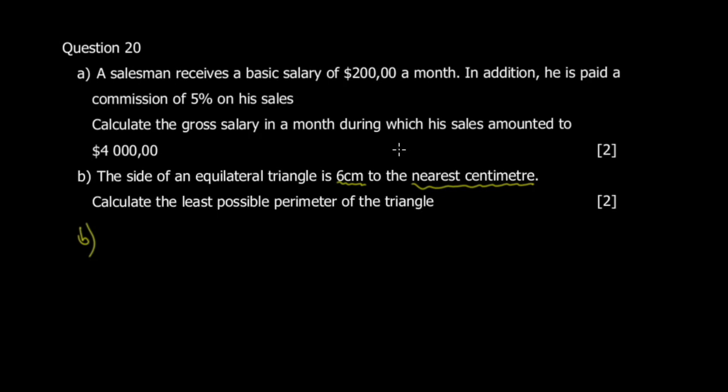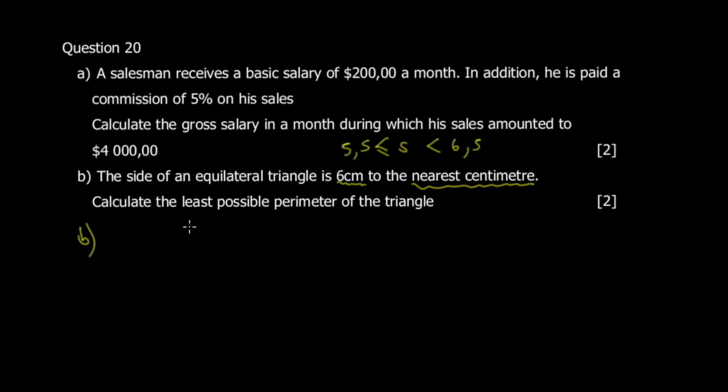It means that the side is less than 6.5, and it's equal to or greater than 5.5. Anything in between can be approximated to be 6 centimeters if rounded off to a single significant figure. So when this is less than 6.5, it's approximated to be 6. When this is equal to or greater than 5.5, it's approximated to be 6 again.